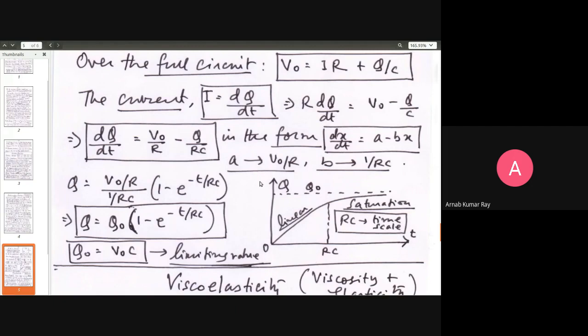So what is the time scale of this problem? The natural time scale of this problem, once again refer to the note, will be 1 upon b. So you can see that this whole thing will be dimensionless. Minus t by RC will be a dimensionless quantity.